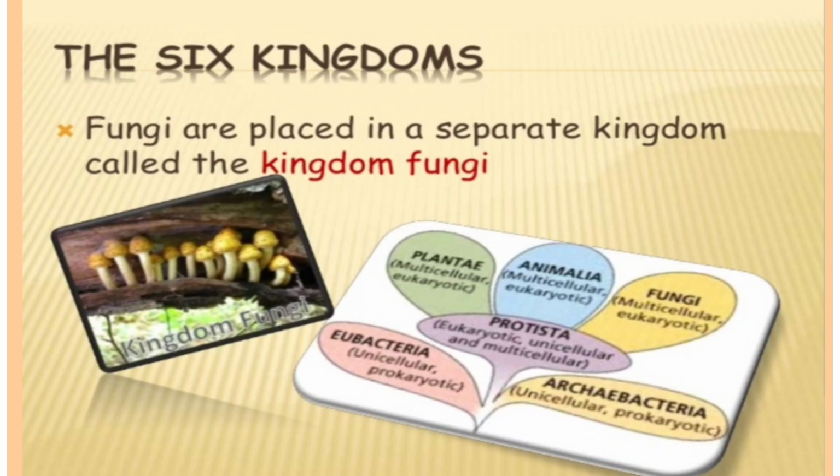You already know the 6 kingdoms. They are plantae, animalia, fungi, protista, eubacteria and archibacteria. In the 6 different kingdoms the species are included. So in this, the fungi are placed in a separate kingdom. It is known as the kingdom fungi. So today we discuss the kingdom fungi.